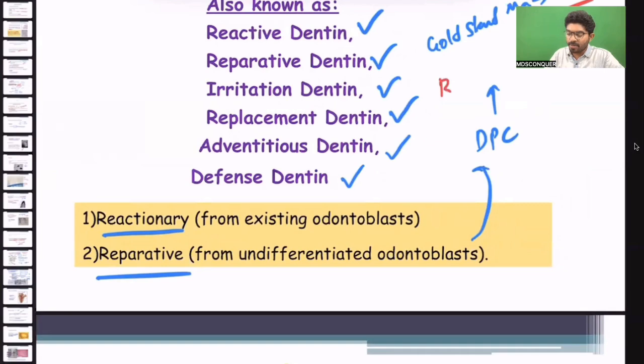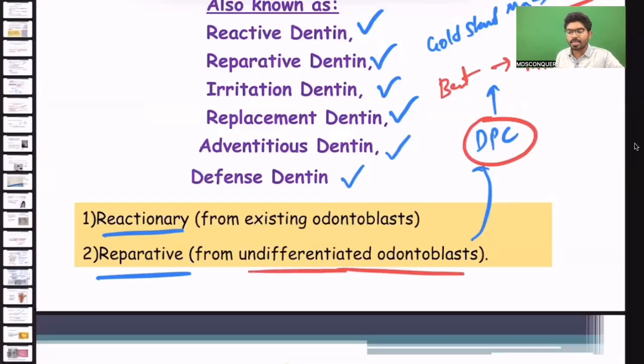What is the best material for pulp capping? The best material for pulp capping is MTA. Whenever you do direct pulp capping, it is going to trigger the undifferentiated mesenchymal cells in the pulp to differentiate into odontoblasts, and they secrete reparative dentin. Reactionary dentin is from existing odontoblasts only, whereas reparative dentin is from undifferentiated cells. That is a difference. Very important question.